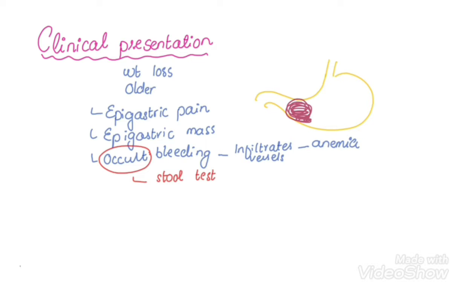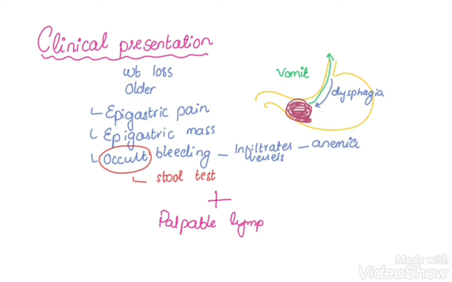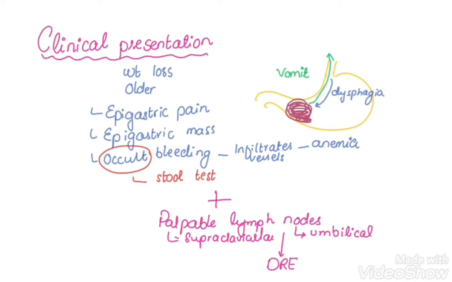If the gastric carcinoma blocks the pathway to food, then dysphagia and vomiting can also take place. Along with this, there would be visible lymph nodes, those mentioned before: supraclavicular, periumbilical, ovarian, and the ones in the pouch of Douglas, which can be examined by digital rectal exam.